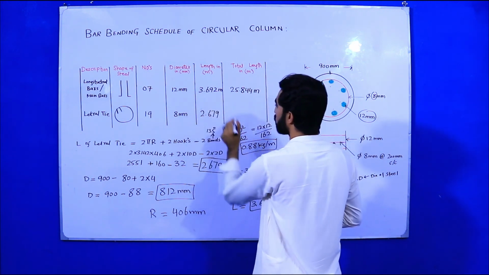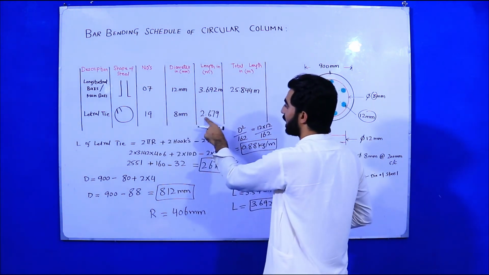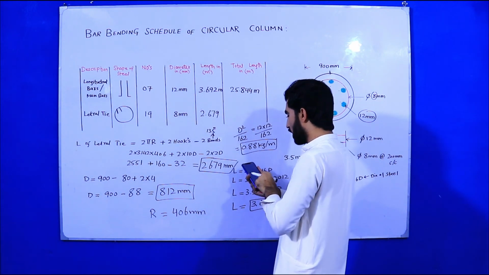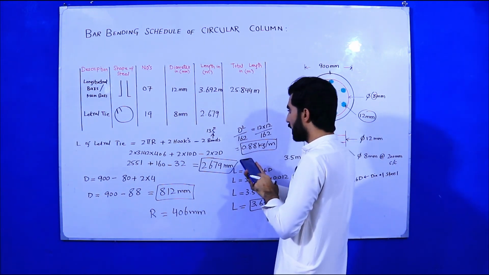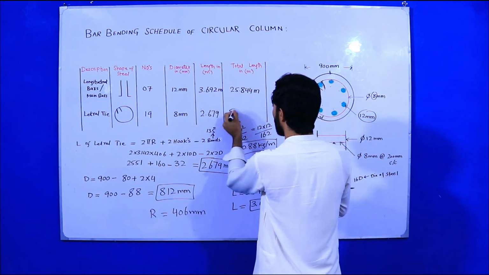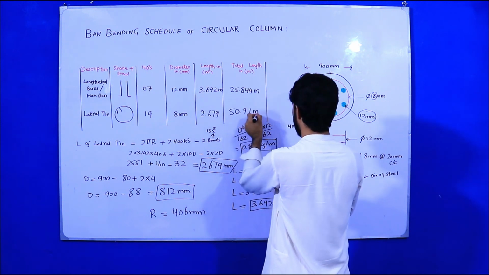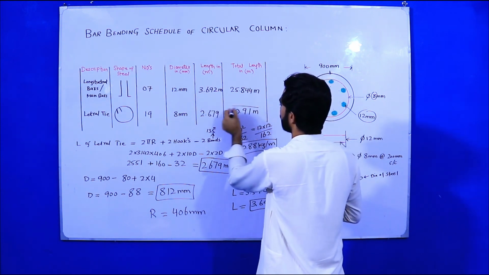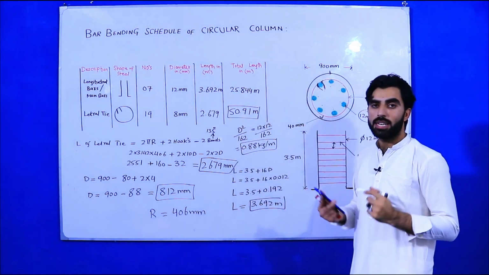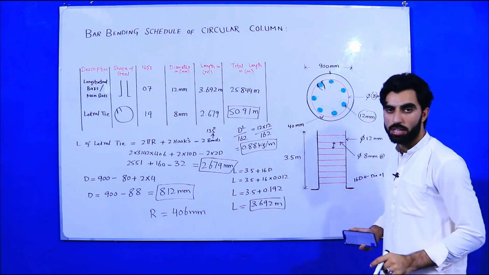2.679 meter. So how many numbers do we have? 19 numbers, and each lateral tie length is 2.679. So 19 multiply 2.679 becomes 50.91 meter. This is the total length of lateral tie in this circular column.